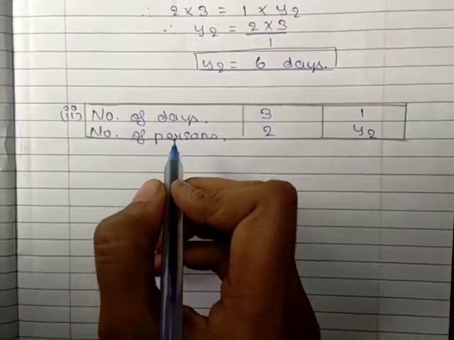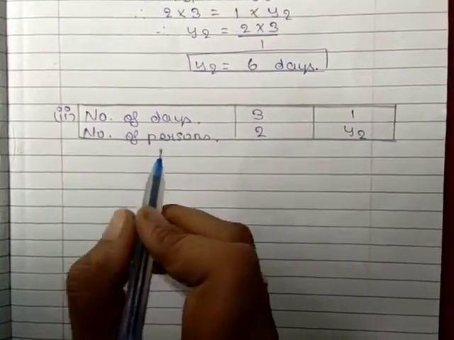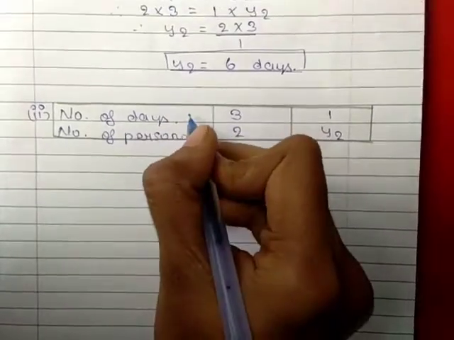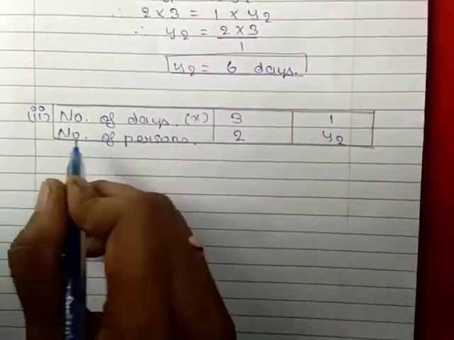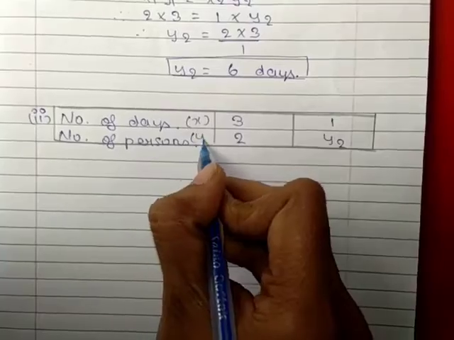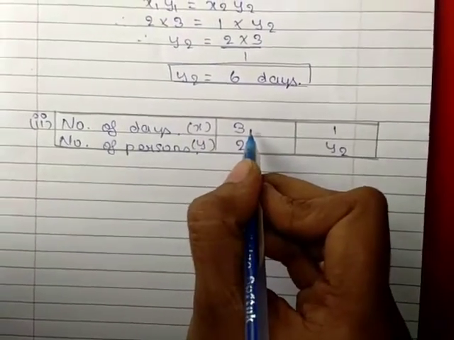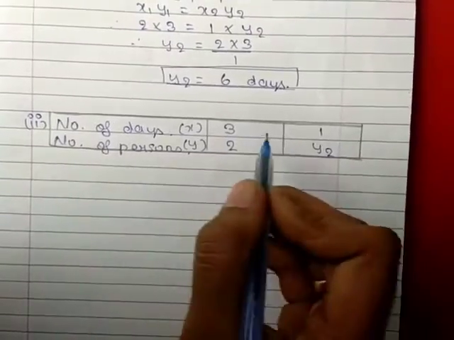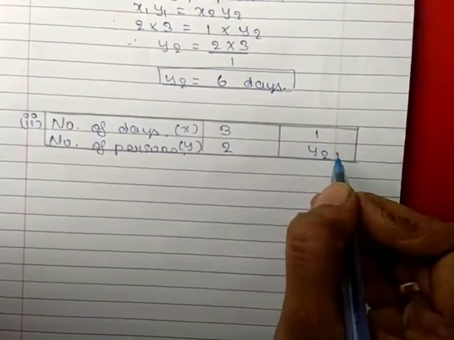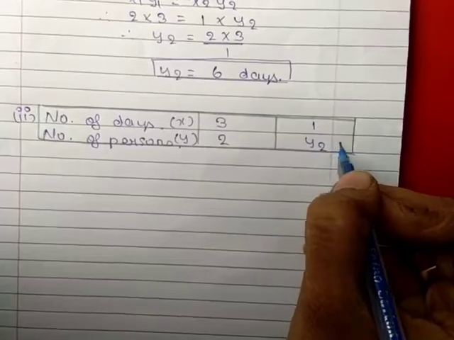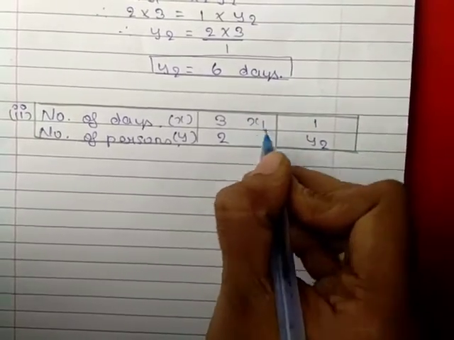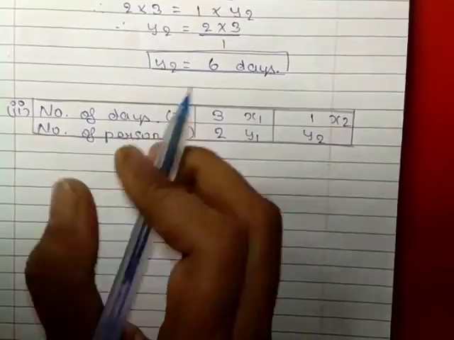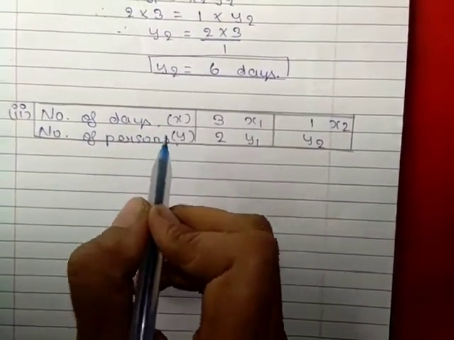Second, we have been asked how many persons would be needed to fit the windows in 1 day. So here I will change: the number of days we will consider as x now, and the number of persons as y. So when the number of days is 3, 2 persons are required to fit the windows, and if the number of days is 1, how many persons we will require, that we have to find out. So this will be x1, this will be y1, this will be x2, and y2 we have to find out. We already know that this is inversely proportional.